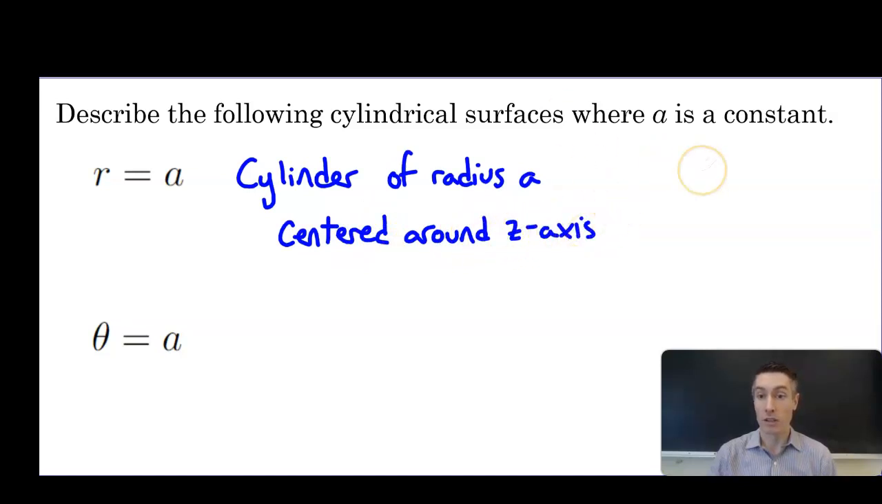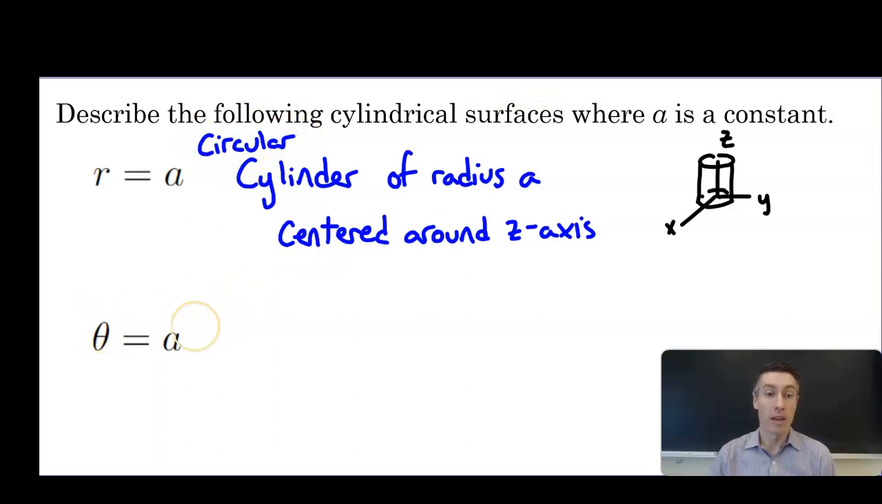So if we sketch this for ourselves, just so that we have a picture, it's this cylinder here, where that's the z-axis, that's the x, and the y. Right, so r equals a would be a circle in the polar plane, and then z, being any value, would extend it up into a cylinder. Right, so we have a circular cylinder of radius a, centered around the z-axis.